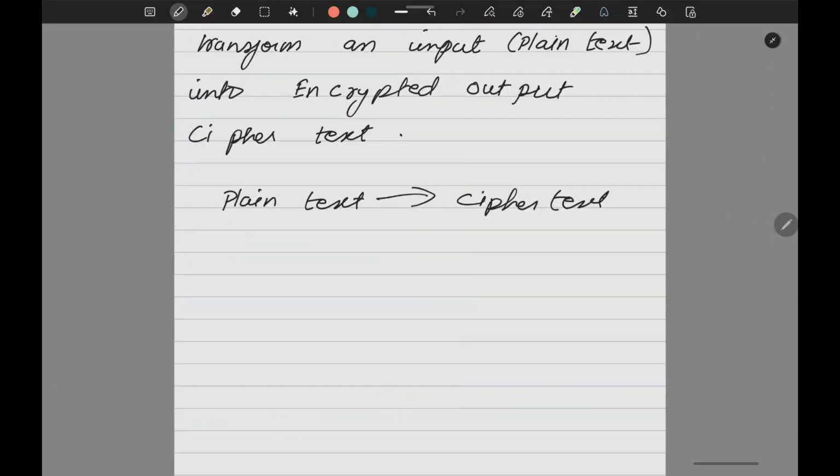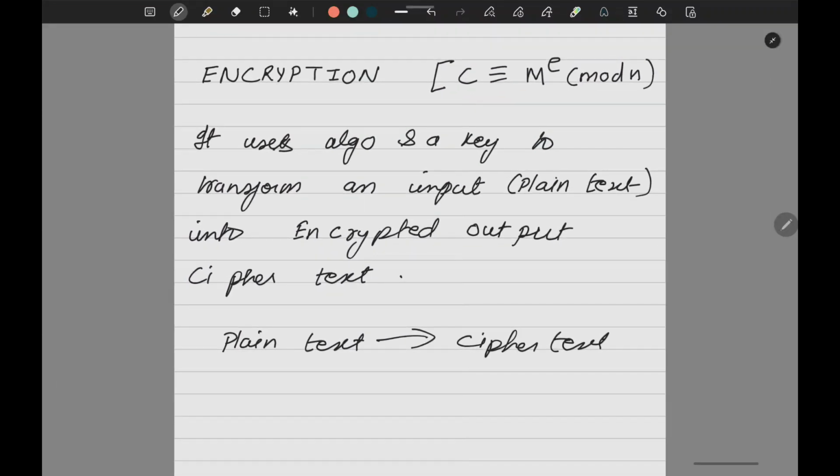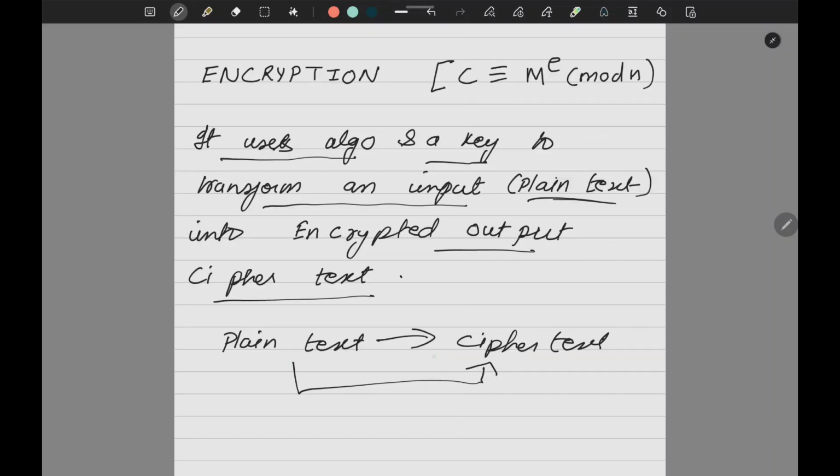Now what is the second thing you need to understand? What is encryption? It uses an algorithm and a key to transform an input, which is plain text. Plain text means what I am writing, simple English. So there will be plain text as an input which I want to convert, and the converted one is called the ciphertext. So basically encryption means conversion from plain text to ciphertext.